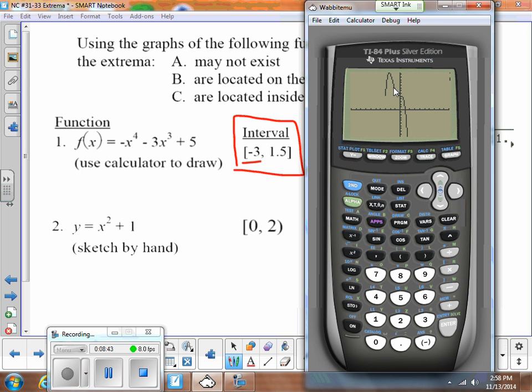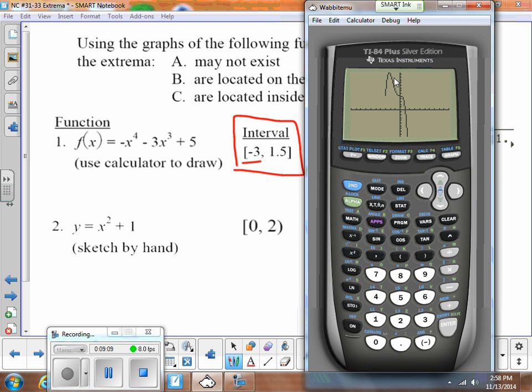Here is what my graph looks like. This is the restriction where it cuts off at negative 3, and it cuts off over here at 1.5. So I don't see it as a continuous function. It actually has an interval that it's closed off. Well, the theorem says that if it is on a closed interval and it's continuous, which it is, there has to be an absolute max and an absolute min.